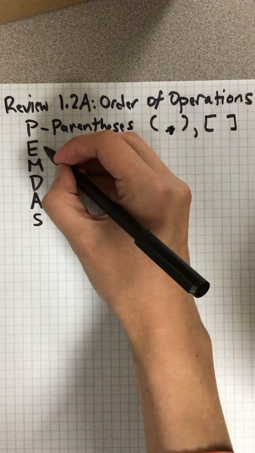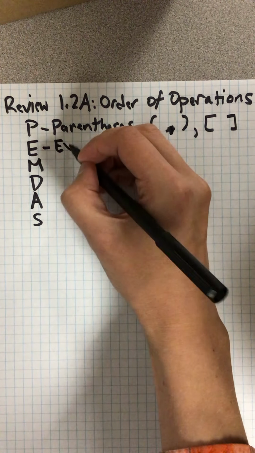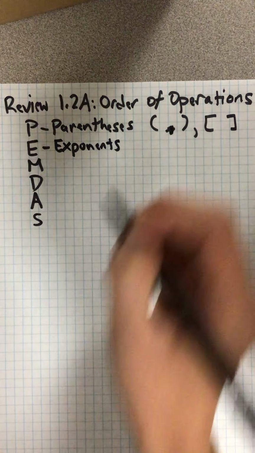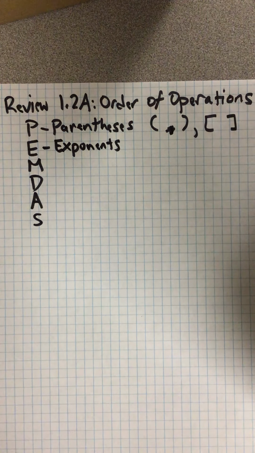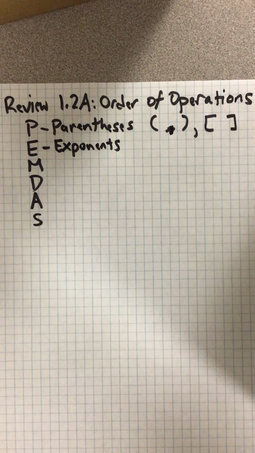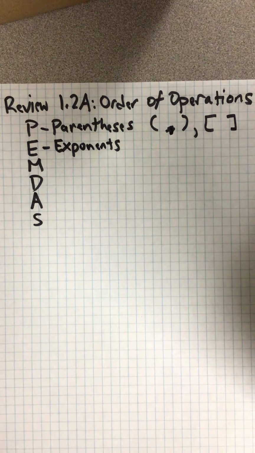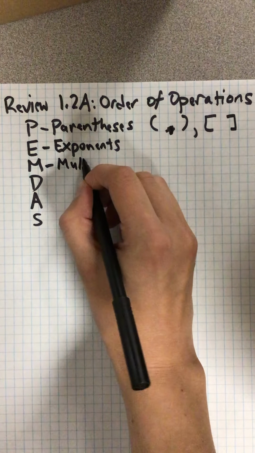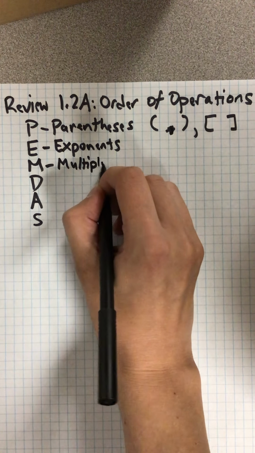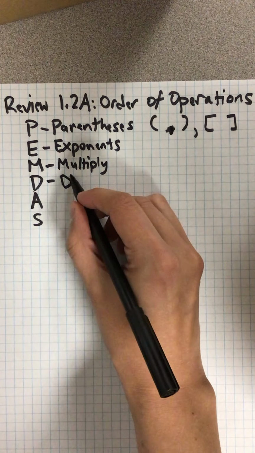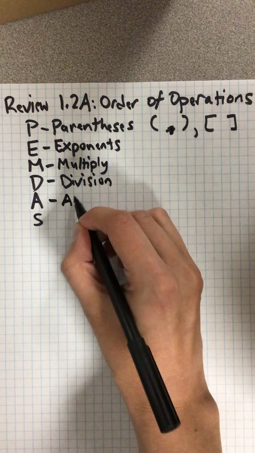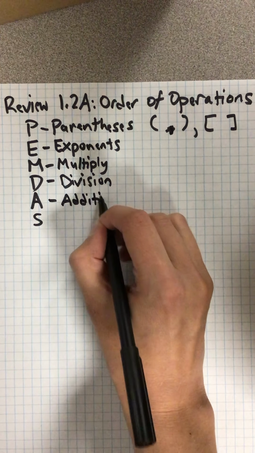E, well, those are our exponents. You may not have much familiarity with those. We'll be spending a lot more time with exponents in the future, rest assured. M is our multiplication, or multiply. D is division, and you can probably already guess that A will be our addition, and S our subtraction.